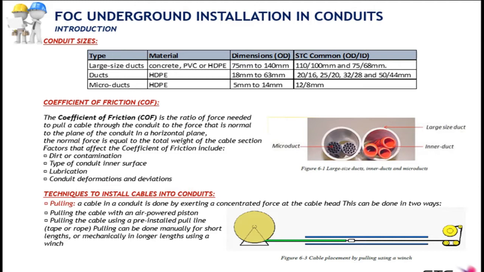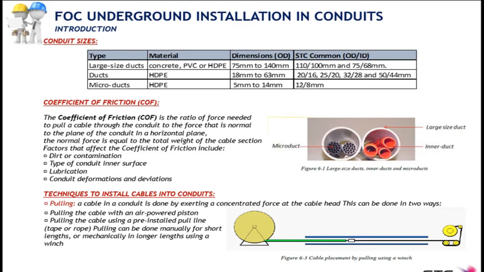Lubrication is an important factor as well. Obviously, when you lubricate the cable or the cable and duct installation, you will reduce the coefficient of friction and you will gain distance. Last but not least are the conduit deformations and deviations, the bends. And this is not only on the horizontal plane, but also on the vertical plane. So be aware of deformations and deviations that may be preventing you from installing the cable all the way you want.